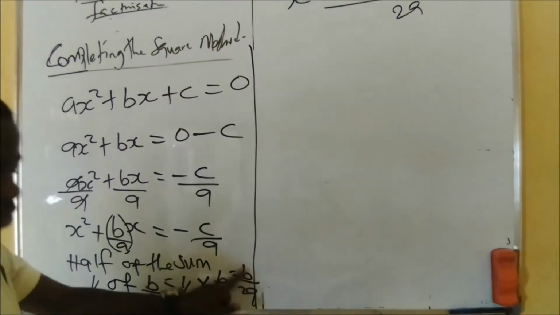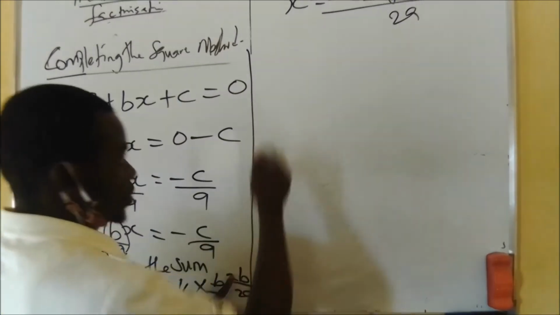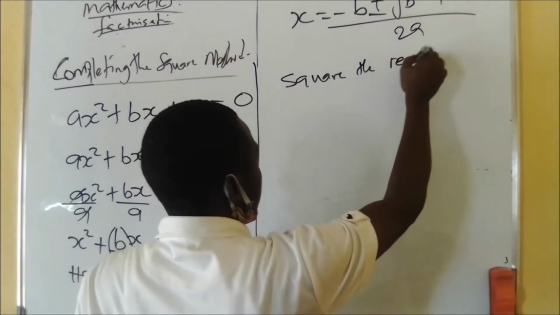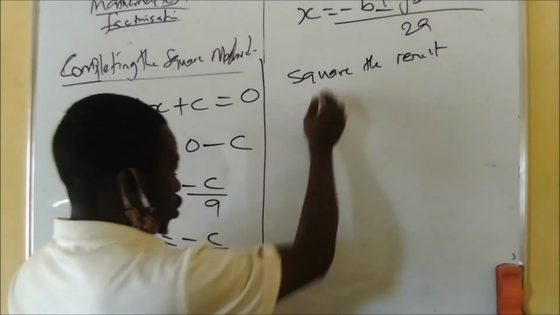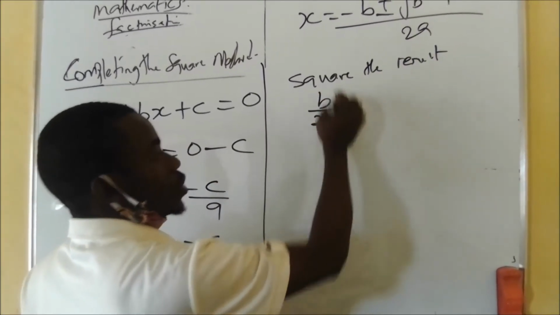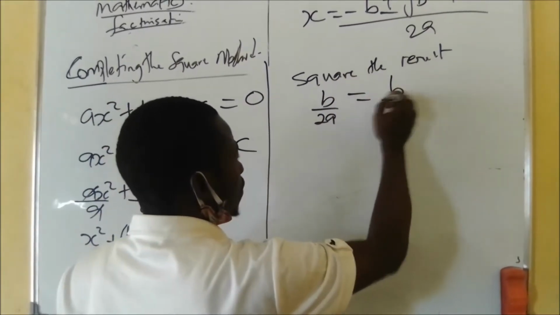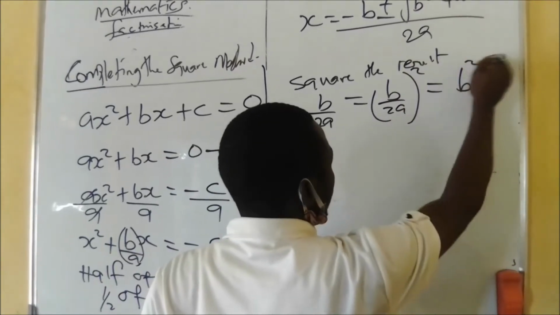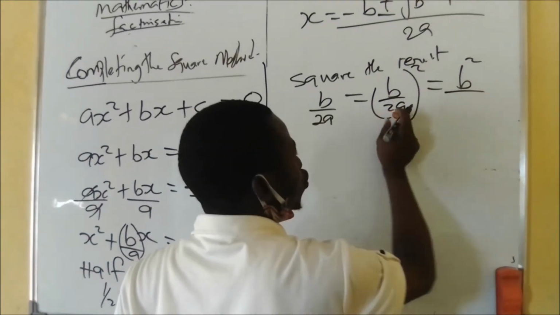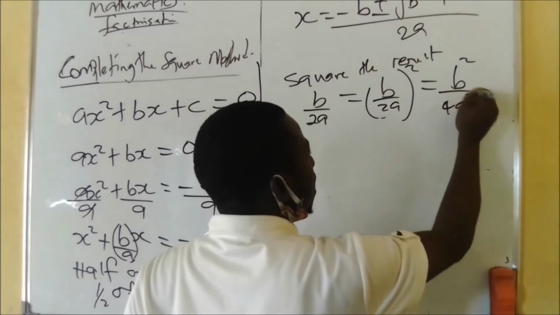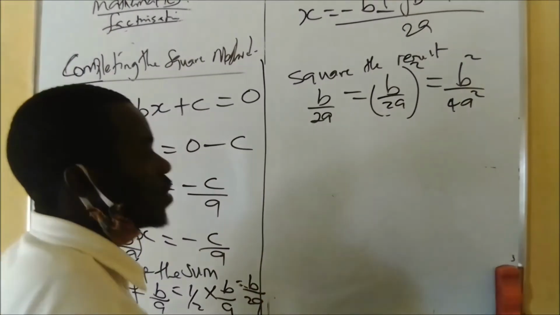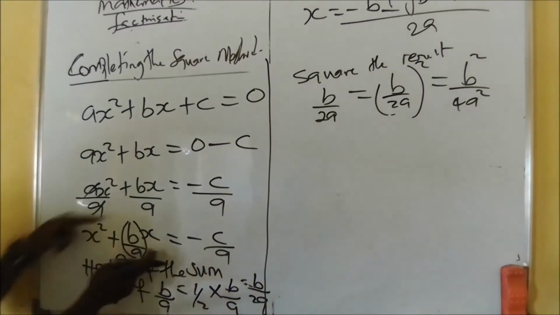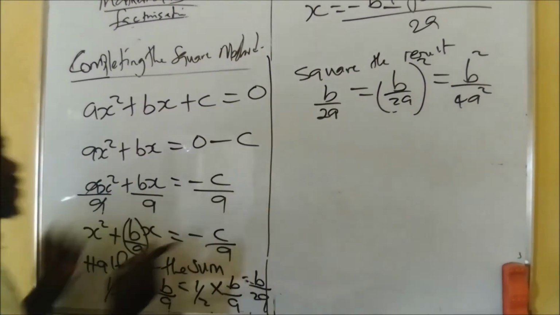After that, you square whatever you got here. The next step is to square the result, which is b over 2a. Squaring it gives b over 2a all squared, which is the same as b squared over 2a squared, giving 4a squared. After that, you add this answer to both sides of the equation.